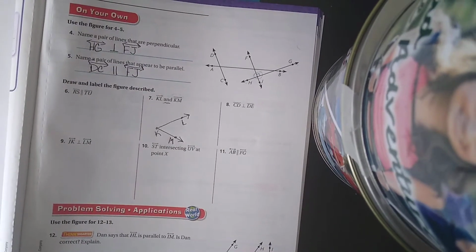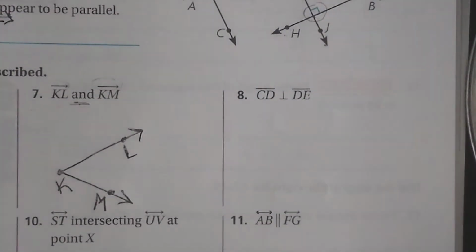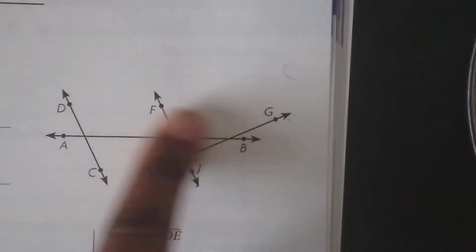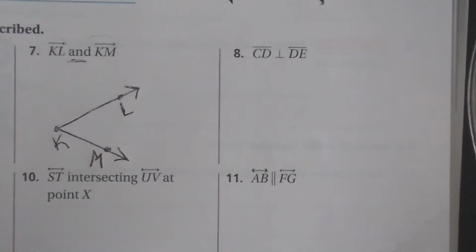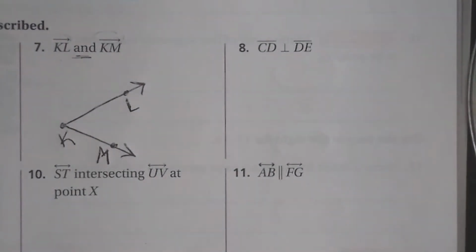All right, so for number 7, I want you to notice that this figure does not look like the figure that we were just trying to understand up here. This figure looks like the angles we were talking about before. And honestly, that may be what you end up getting.